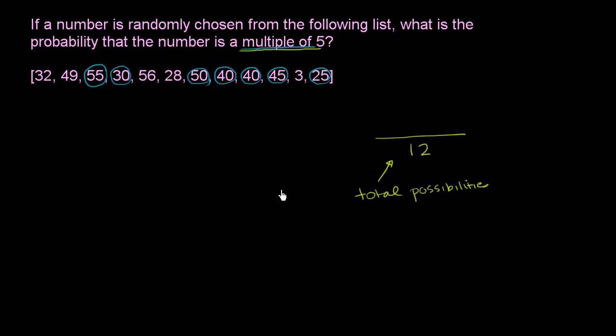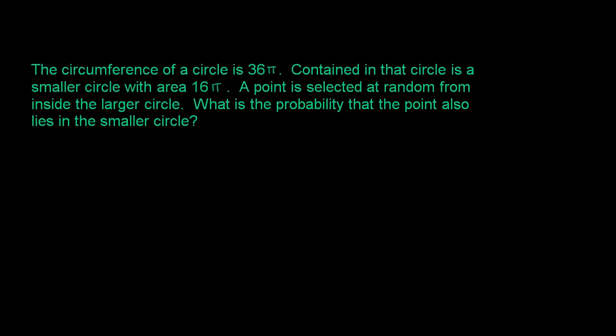So of all the possibilities, the ones that meet our constraint of being a multiple of 5, there are 1, 2, 3, 4, 5, 6, 7 possibilities. So 7 meet our constraints. So in this example, the probability of selecting a number that is a multiple of 5 is 7/12.